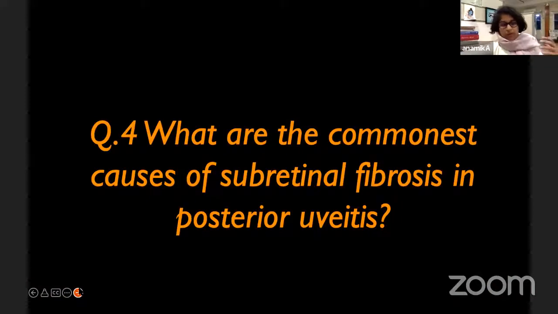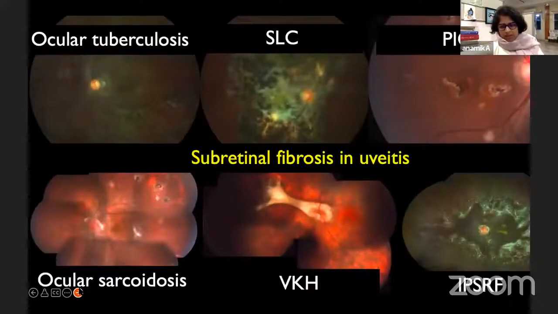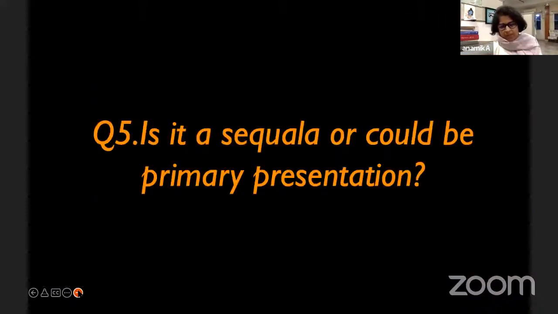So now we have gone through the 3 questions so far, and let's move on to the 4th question: what are the commonest causes of subretinal fibrosis in posterior uveitis? The image that you are looking at here sums up the 6 very important and common causes, starting with ocular tuberculosis, then serpiginous-like choroiditis, punctate inner choroidopathy. What you can see here is ocular sarcoidosis, VKH, sympathetic ophthalmitis as well, and idiopathic progressive subretinal fibrosis.